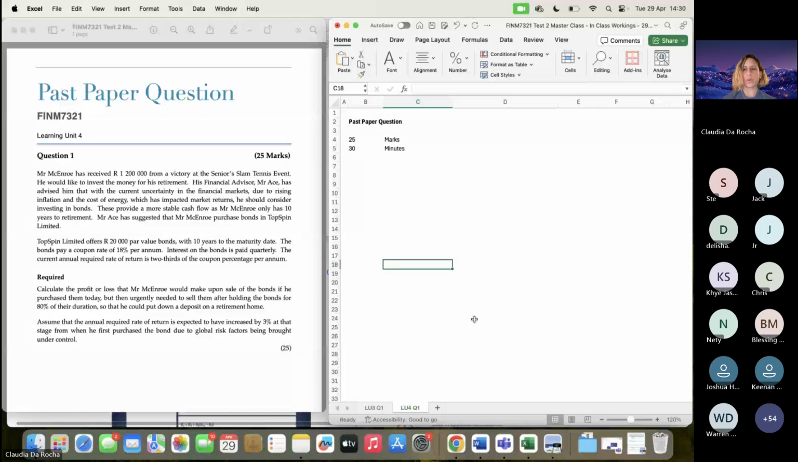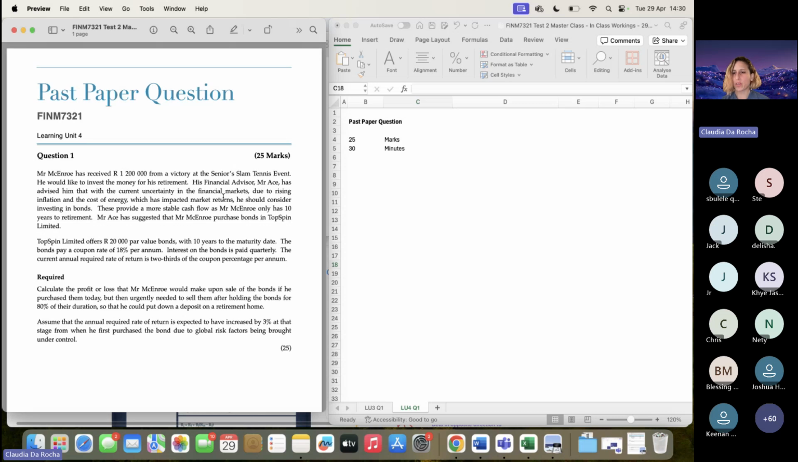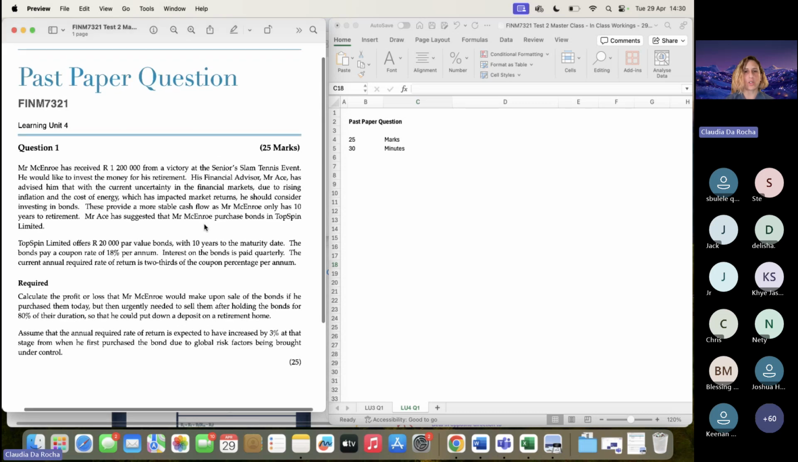Let me bring that up for us. All right, please just confirm that you can see the Learning Unit 4 question, 25 marker, and a fresh Excel sheet. Just thumbs up if you can see it. Okay, good. I haven't lost you.